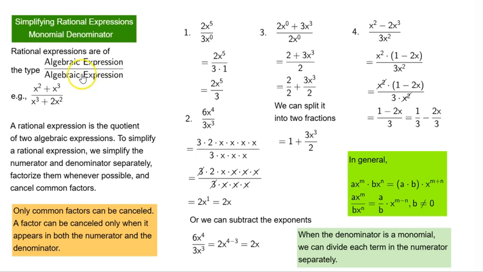So in the next session, we will look at simplifying rational expressions where the denominator is a binomial. That's it for now as far as simplifying rational expressions with a monomial denominator is concerned.